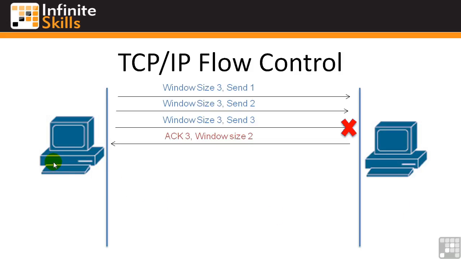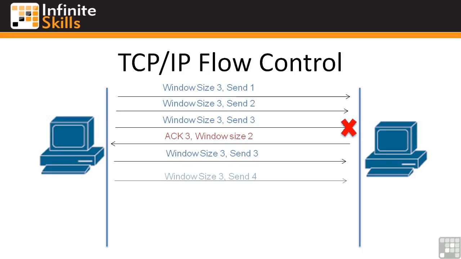Well, the sending end says, well, I already sent number 3. They obviously didn't get it because they didn't acknowledge that they got number 3. So I'm going to resend number 3 and send number 4. Now, you'll notice that even though this guy is still saying my window size is still 3, you can send me 3 frames or 3 packets before I will send you back an acknowledgement, the sending machine only sends 2 packets at a time before it expects an acknowledgement.